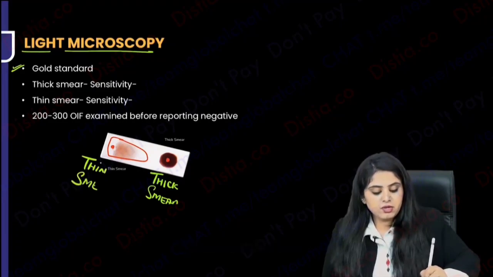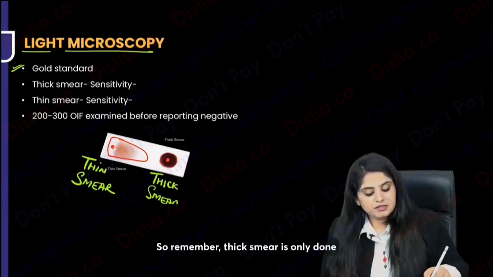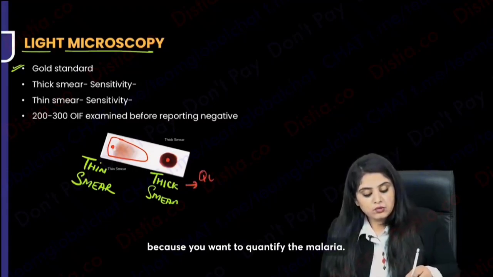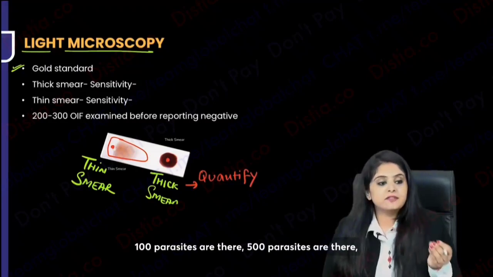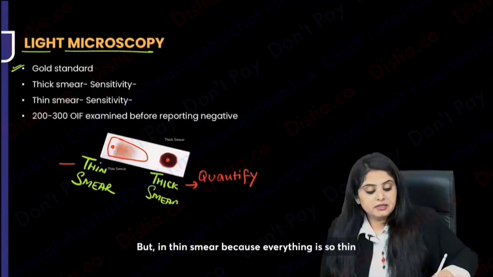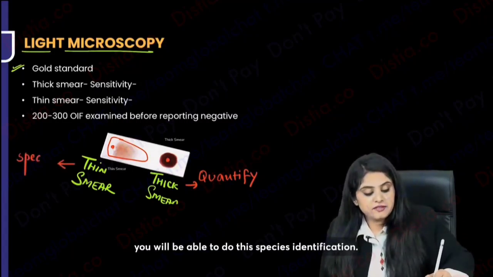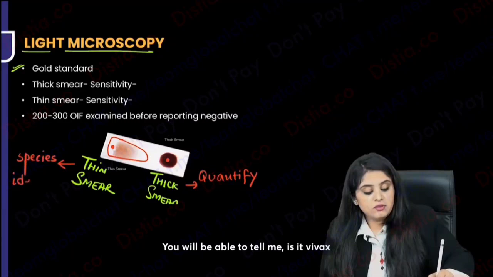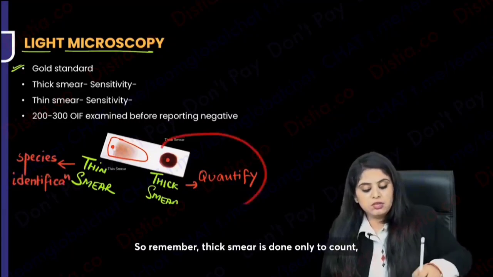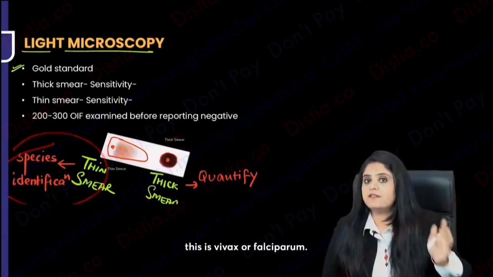So first you will ask me, what is the reason for making two smears, one thick, one thin? Remember, thick smear is only done because you want to quantify the malaria. 100 parasites are there, 500 parasites, 2000 parasites, you want to quantify. But in thin smear, because everything is so thin, you will be able to do the species identification. You will be able to tell me, is it vivax or is it falciparum? So remember, thick smear is done only to count, 1, 2, 3, 4, 5. But thin smear is to tell you, this is vivax or falciparum.